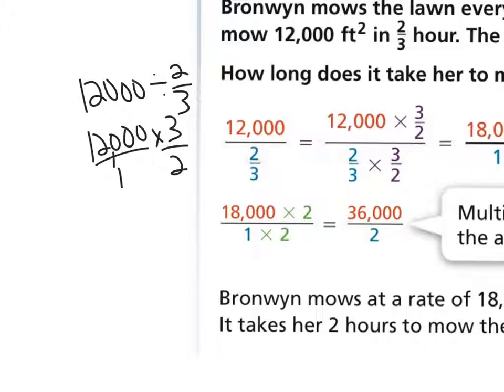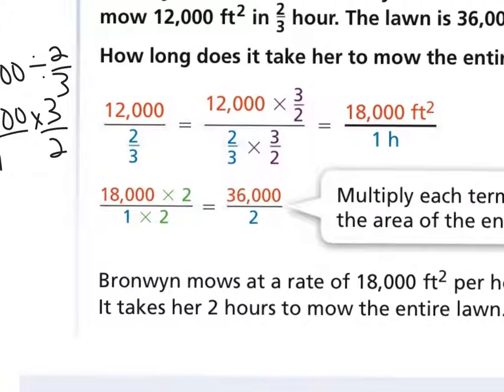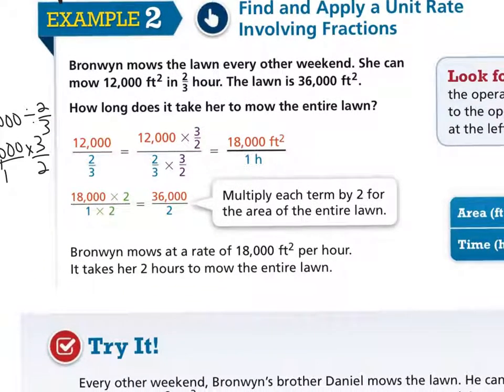Like we've said before, if you just take your two numbers and divide them, that'll give you a unit rate. In this case, square feet per hour. So they divided that out. They got 18,000 square feet per hour. And then probably what I would do at that point is just take 36,000 divided by 18,000. See how many 18,000s we have in 36,000. And it comes up to be 2. So it'd be exactly 2 hours.